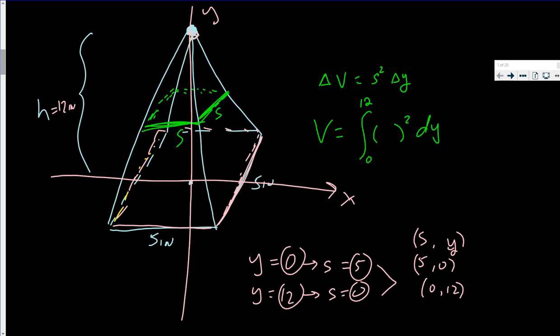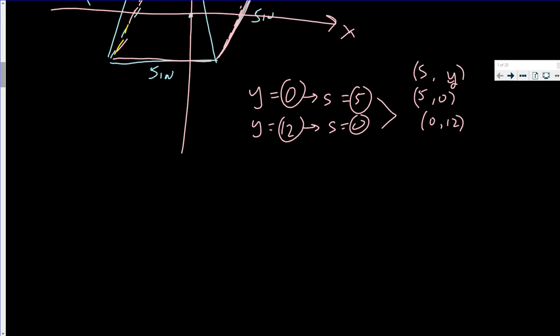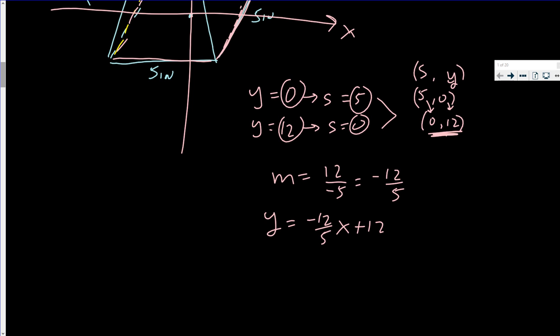Okay, so let us find the slope. M is going to be from 0 to 12. It went up 12. And then from 5 to 0, the change went down 5. So the slope is negative 12/5. And you know what? That's the y-intercept. I know that y is equal to mx plus the y-intercept, which is 12.